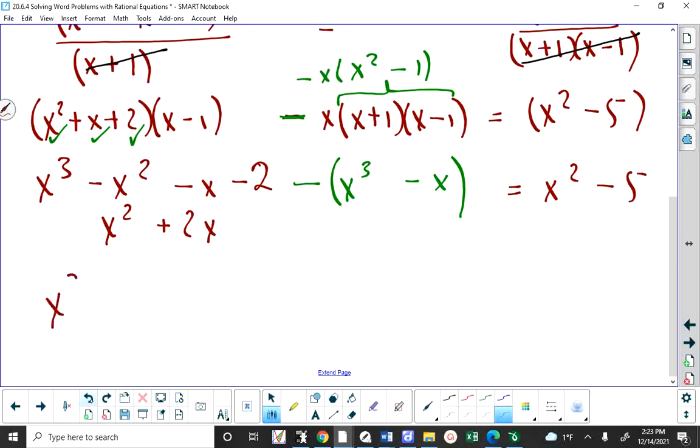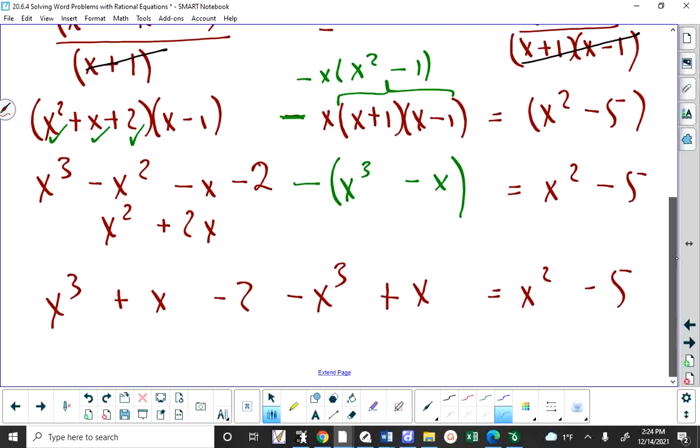I'm going to just, you could cut a lot of corners here. But negative x squared plus x squared is 0. 2x plus x is 3x. Minus x cubed minus negative x equals x squared minus 5. As I said, you could cut a lot of corners there. There's different things you could do at different stages. X cubed minus x cubed is gone. That's the relief of it. It's not actually a cubic equation.